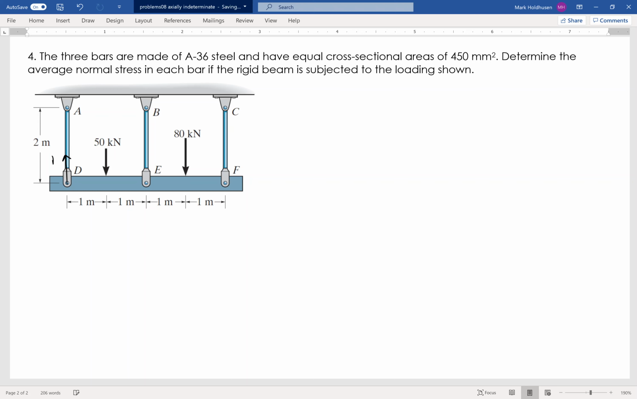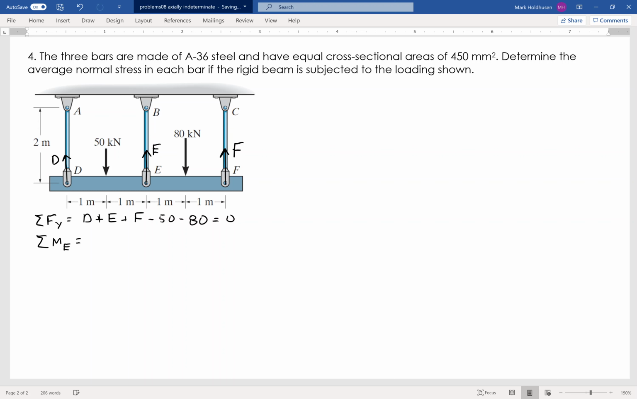I'm going to call this force D, this force E, and this force F. These are basically the forces that go through each of those rods. Then I'm going to do statics. I'm going to sum the forces in the y direction, where I've got D plus E plus F minus 50 minus 80 equals 0. Then I'm going to sum the moments about that midpoint E.